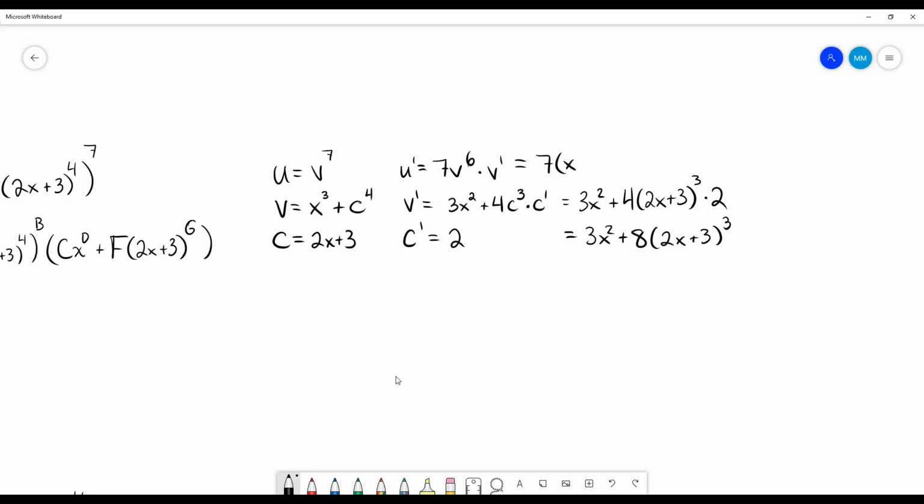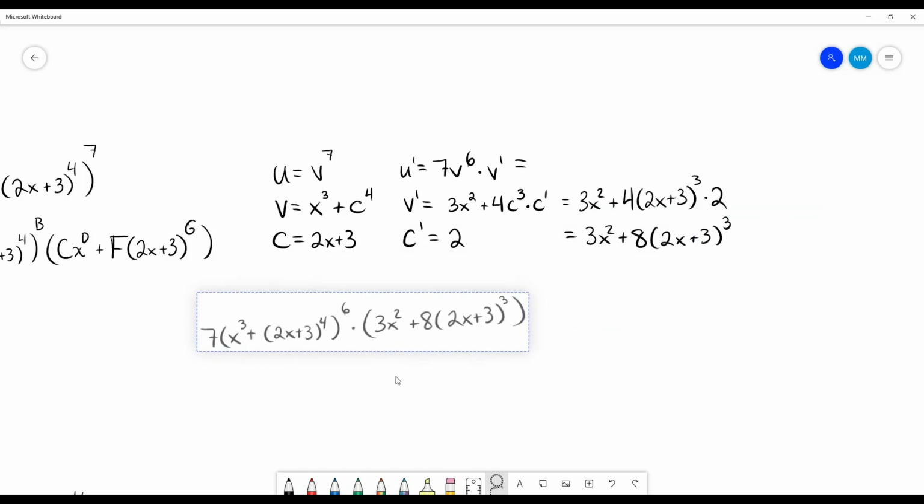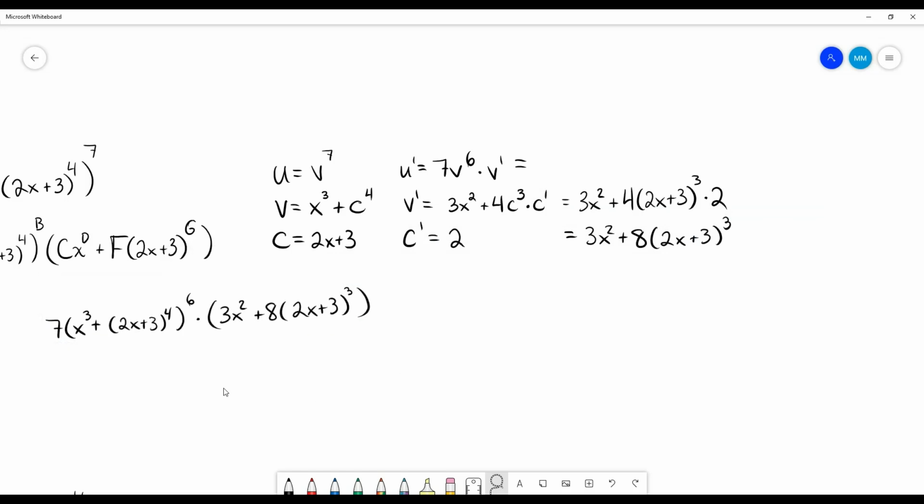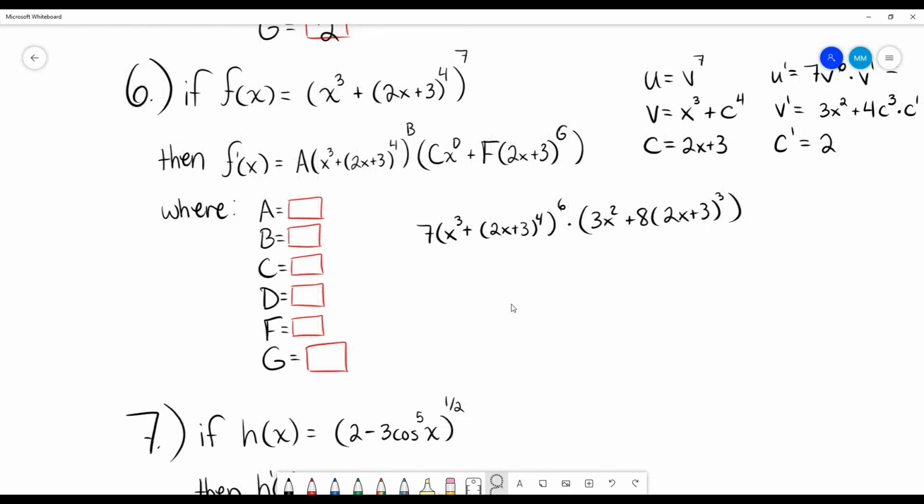so 7 cubed plus our c is this, plus 3 to the 4th, all to the 6th, then times 3x squared plus 8 times 2x plus 3 to the 3rd. All right, and again, I'm just going to pull that down forward for us because that is our final derivative. And let's see if we've got it in the right terms.